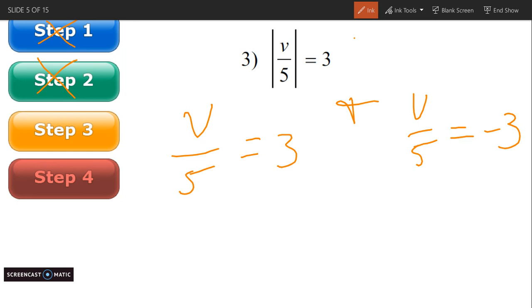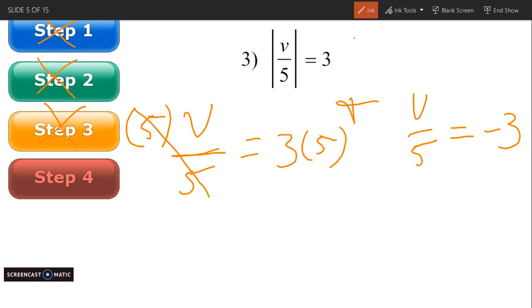Okay, your 2 equations, left side stays the same, right side is one of them is positive and one of them needs to be negative. So we finally have a step 4 to do here. We need to solve. So we're going to undo this division. You've got divide by 5 down here. We're going to undo division with multiplication. So we're going to multiply by 5 on both sides.